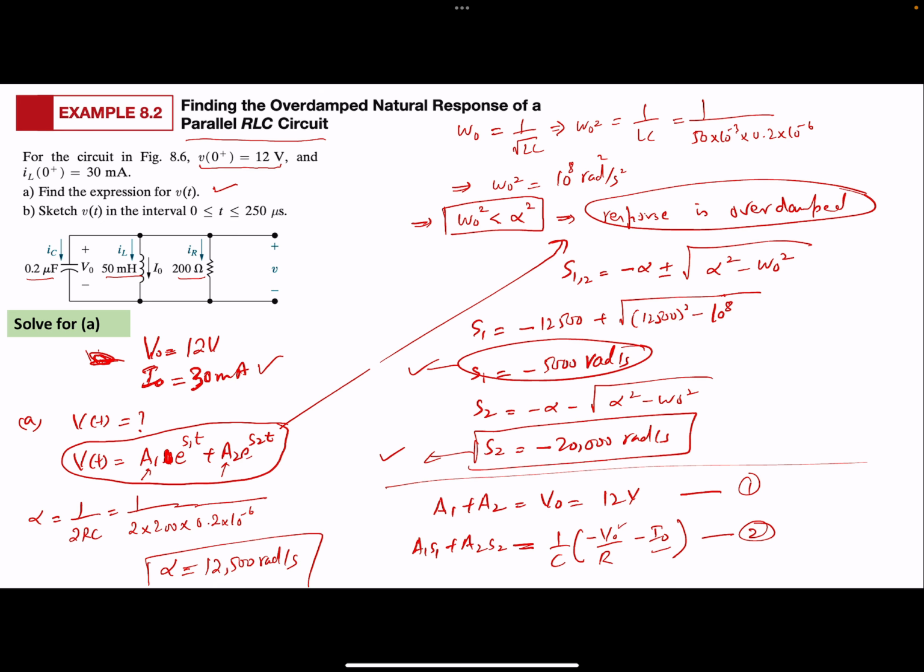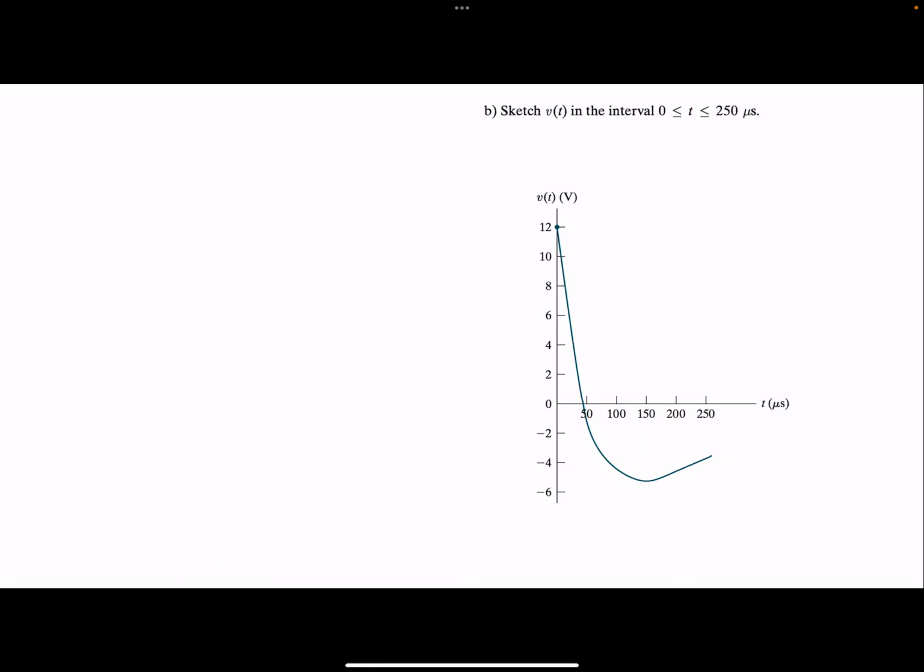The value of V naught is 12 volts, the resistance is 200 ohms, and the capacitance is 0.2 microfarad. S1 is minus 5,000 and S2 is minus 20,000. So I got a second equation. Maybe I can write this down again. So I got again A1 plus A2 equals 12, and then A1 S1 plus A2 S2 comes out to be 1 over C times minus V naught over R minus I naught. Forget about the right hand side for now; I'm going to come back to that in a second.